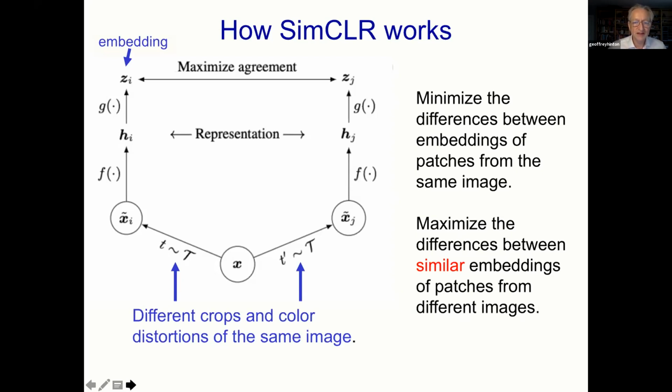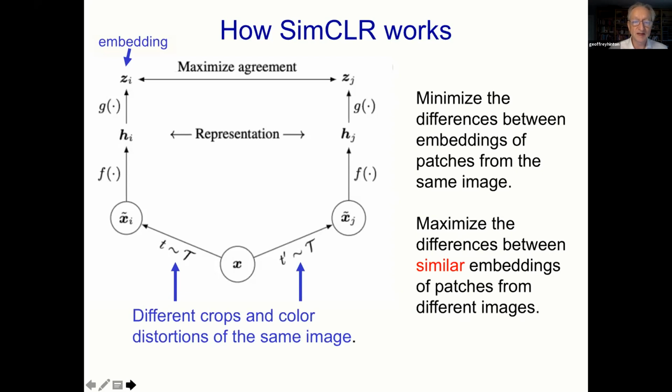Now, if you just try and minimize the squared difference, it's fairly obvious what will happen. They'll both go to 0 or to a constant, and whatever image you put in, Zi and Zj will agree, because Zi and Zj will be the same for all images. So that's no good. What you mean by agreement is the things vary, but they co-vary. They vary together.